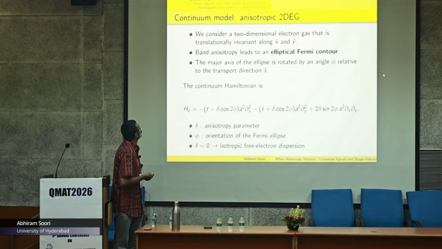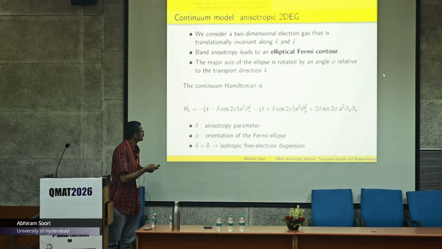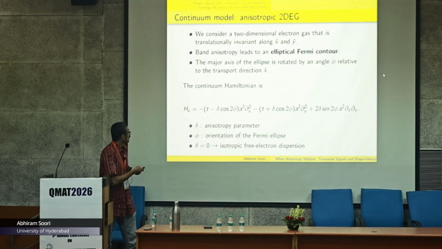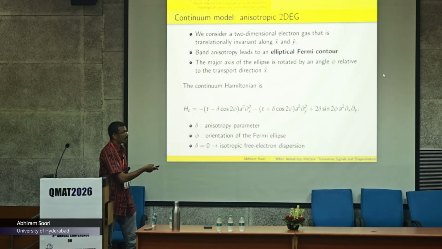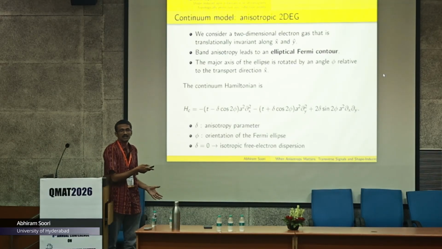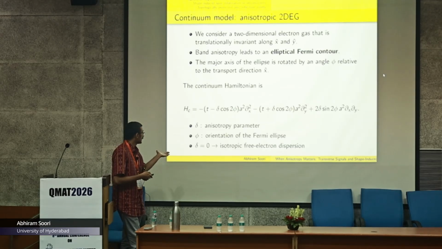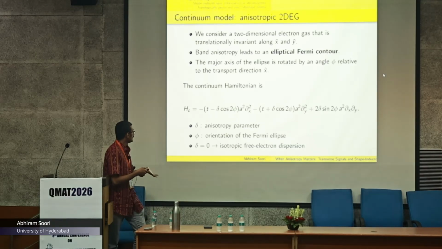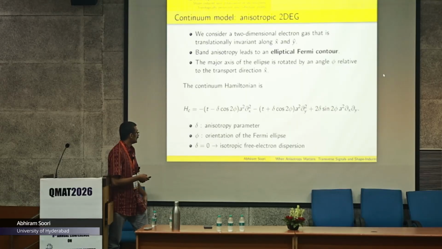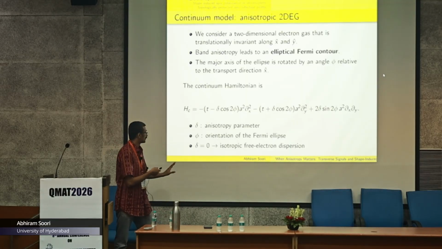So to solve this problem, what I did was I took this Hamiltonian. Basically, this is the kx square, this is the ky square, and this is a cross term also because I am rotating. Here, this delta is the anisotropy parameter, and this phi is the orientation of the Fermi ellipse. So you can rotate this, as I told, right? So this phi is the angle by which I am rotating. So you can see that when delta equals 0, it is basically isotropic, like free electron dispersion.